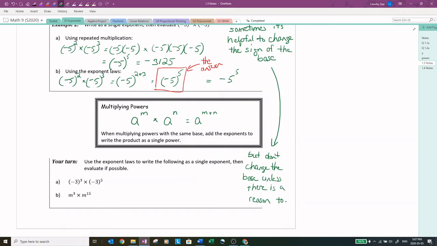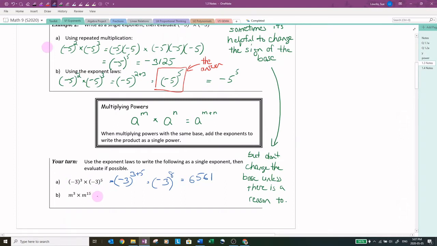Pause the video, do these 2, and then come back and check your answers. Okay, so this equals, I'm going to use the exponent laws, right? So it's going to be negative 3 in brackets to the 3 plus 5, which equals negative 3 in brackets to the 8, which equals 6,561. And it's positive because there's an even number of negatives, because there's an exponent of 8.